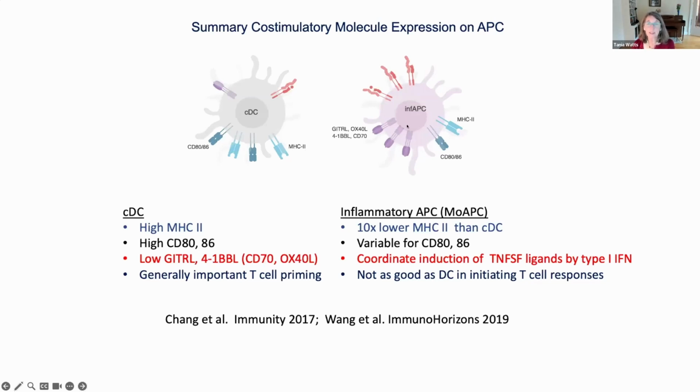In contrast, these monocyte-derived antigen-presenting cells, which in our hands had about 10-fold lower MHC, and depending on the timing, they still had CD80, CD86, but what they seemed to be particularly good at was inducing these TNF superfamily ligands by type 1 interferon. And we know from the literature, as well as from experiments we did ourselves, that these were not nearly as good as dendritic cells at priming immune responses.